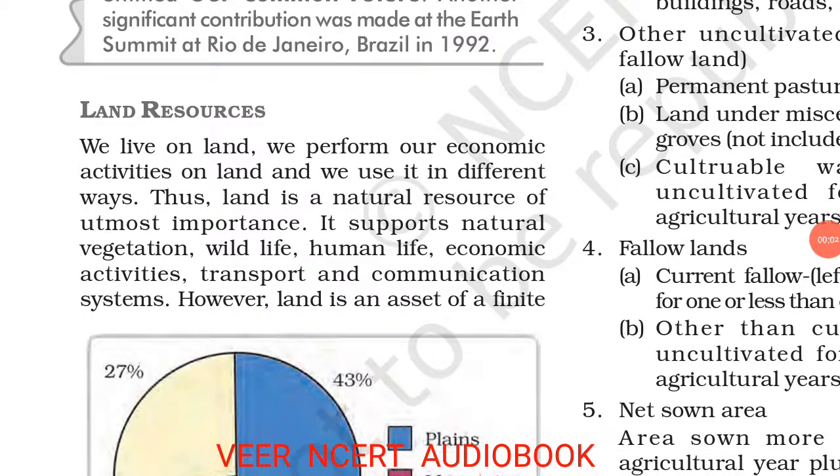Land resources. We live on land. We perform our economic activities on land and we use it in different ways. Thus, land is a natural resource of utmost importance. It supports natural vegetation, wildlife, human life, economic activities, transport, and communication systems.